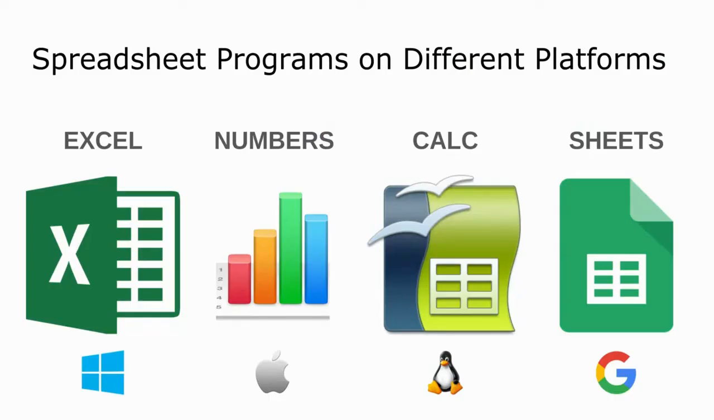There are different spreadsheet programs depending on what computer system you use. For example, if you are on a Windows computer, you can use Microsoft Excel. Mac has a program called Numbers. However, Microsoft has developed a cross-platform version of Excel that you can use on your Mac as well. Calc is the open source Linux version. Open source just means that it's available to download and use for free.